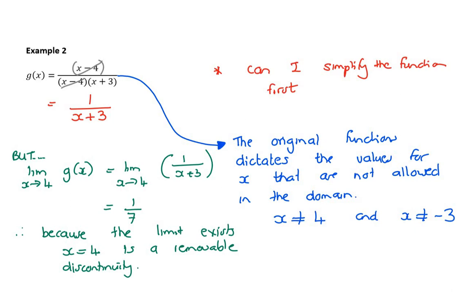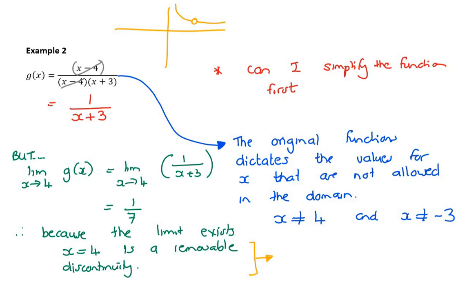Discontinuity. When you can cancel out the problem, if there's a part of the domain that is not allowed, but you can remove that problem through simplification, you always get a removable discontinuity. The reason being is that you can find the limit. With a removable discontinuity, remember that means that the graph is going to tend towards this, and this is actually a hyperbola, so it's going to tend towards this 1 over 7 and tend towards this 1 over 7. So the limit is going to exist, and the moment the limit exists, you're going to get a removable discontinuity.